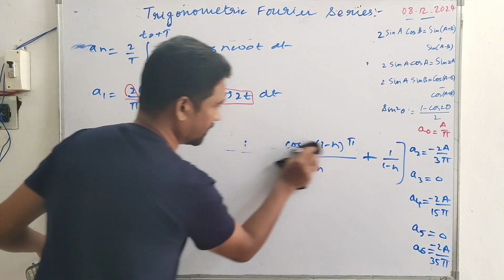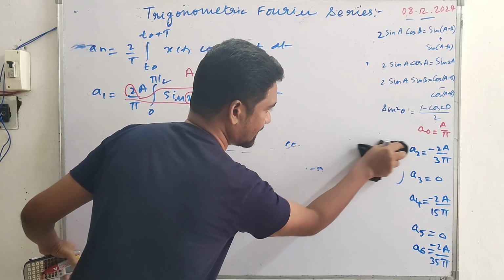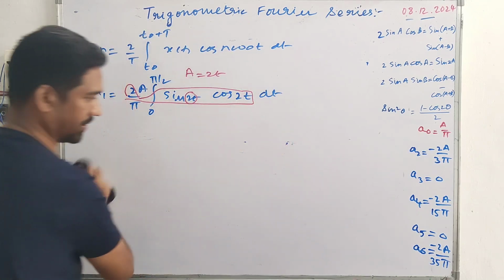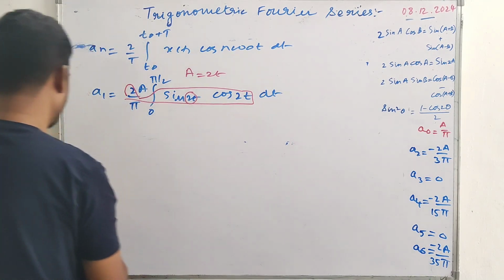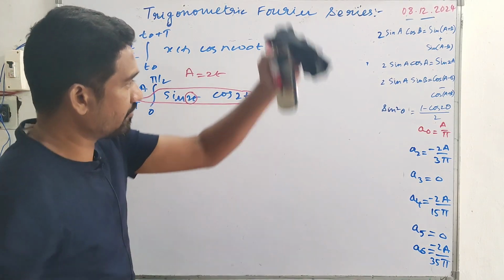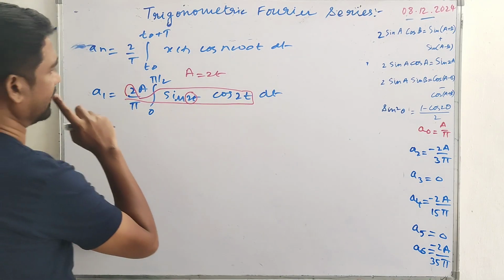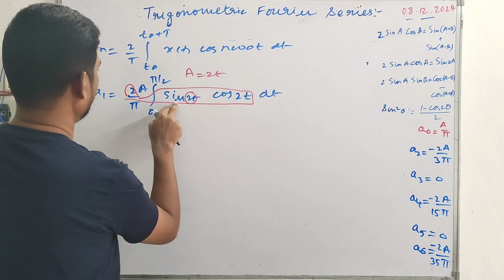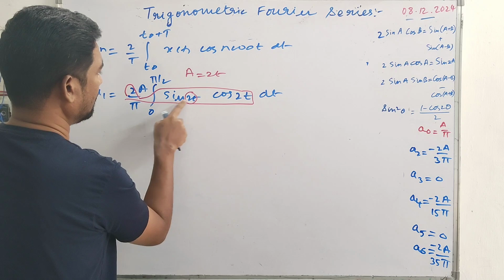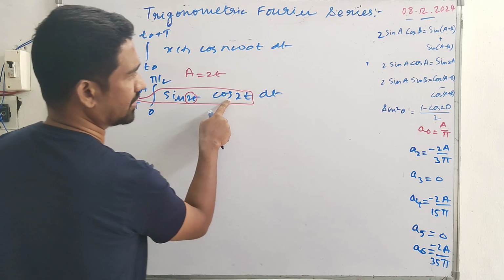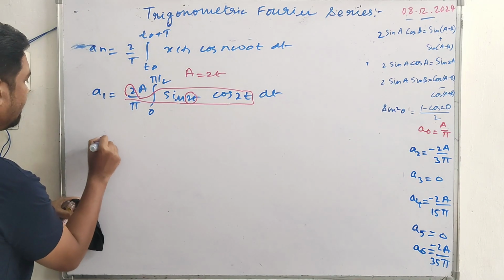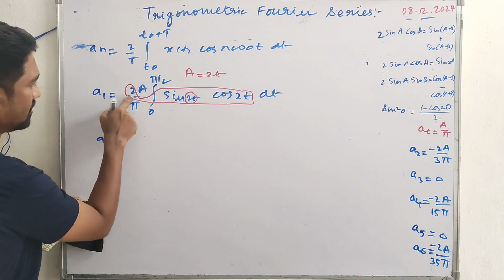We don't need this anymore. We have calculated enough coefficients to put it in the series. If you are interested, go for that one, like a7, a8, each and every one. If you want your answer to be very big, go. For a1, which identity? 2 sine a cos a is sine 2a. So for a1, the 2 disappears.